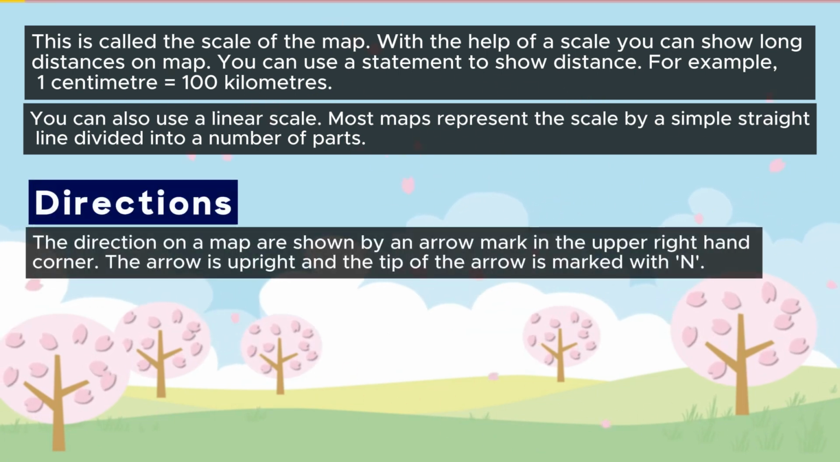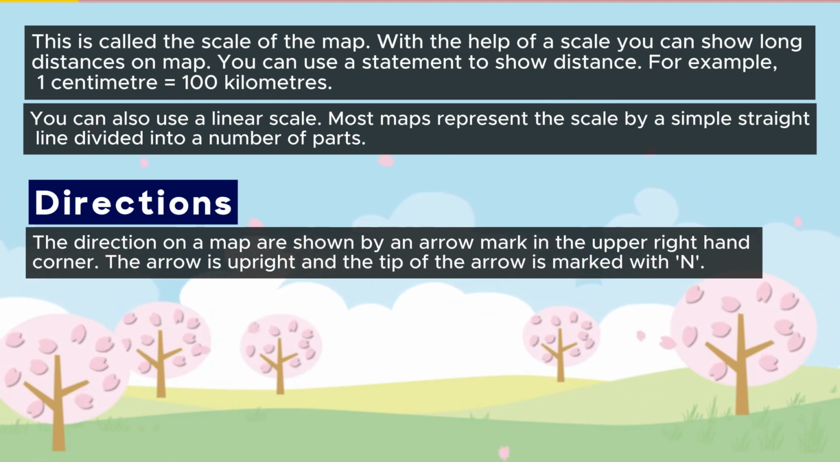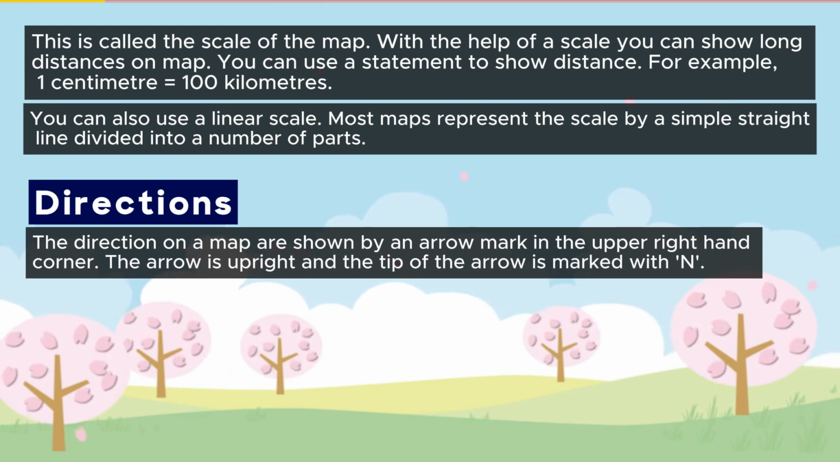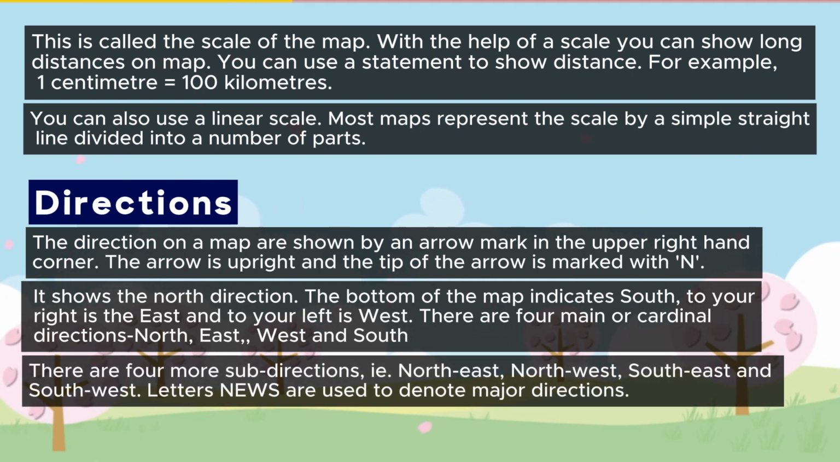Directions. The direction on a map is shown by an arrow mark in the upper right-hand corner. The arrow is upright and the tip of the arrow is marked with N. It shows the north direction. The bottom of the map indicates south, to your right is the east and to your left is west. There are 4 main or cardinal directions: north, east, west and south. There are 4 more subdirections, i.e. northeast, northwest, southeast and southwest. Letters NEWS are used to denote major directions.